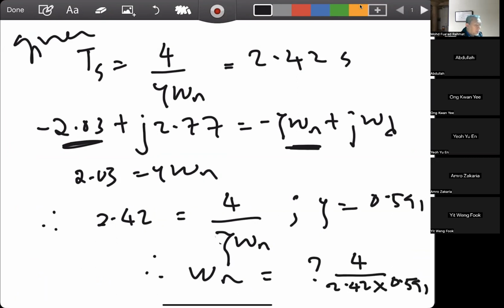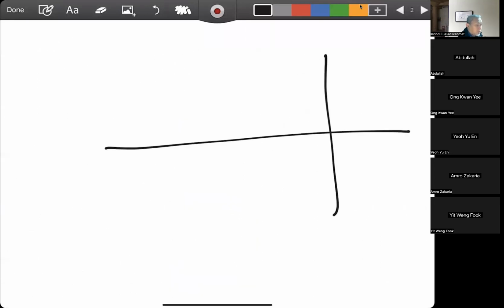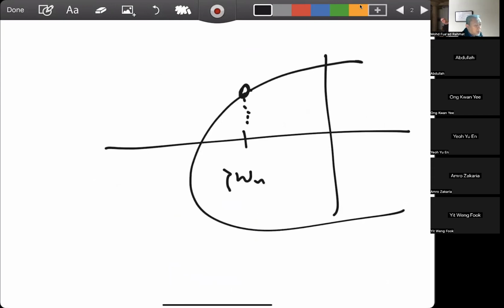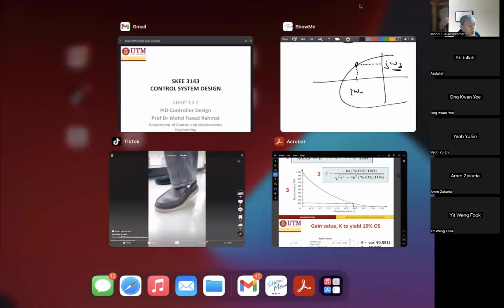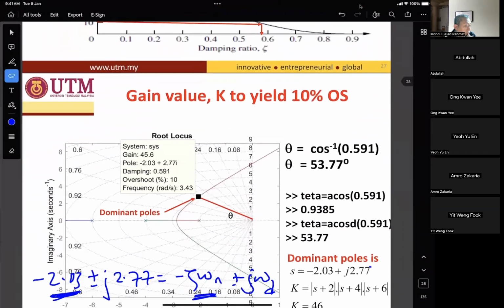Once you get zeta and omega n, you can find the point here, which is zeta omega n. This point will intersect with the root locus, and then automatically you can find the value of j omega d if the plot is not given. This example is in the past year test one. I will discuss it next week when we go to the question.